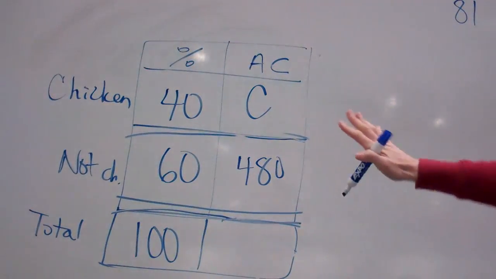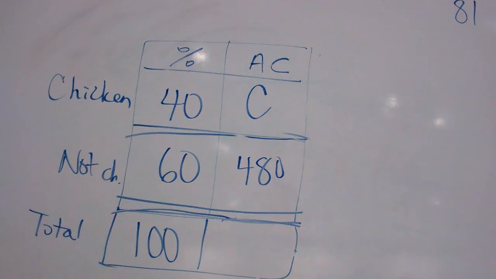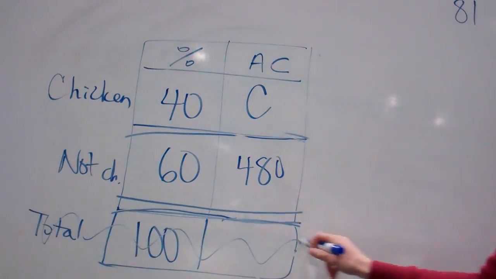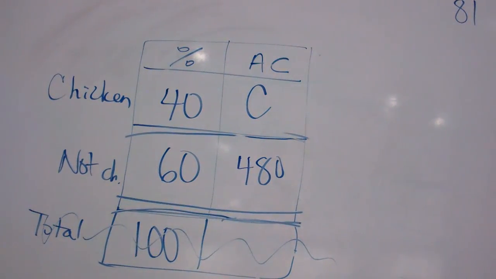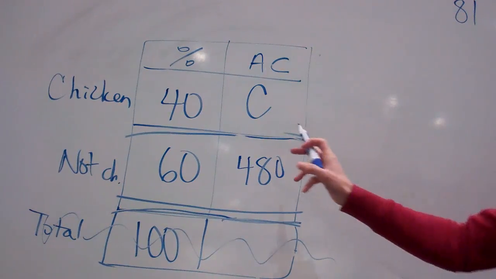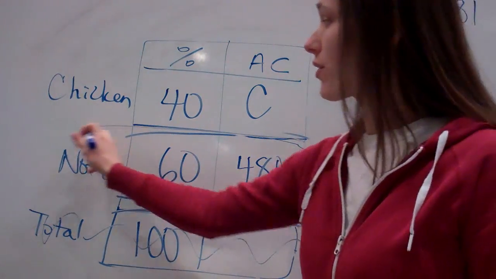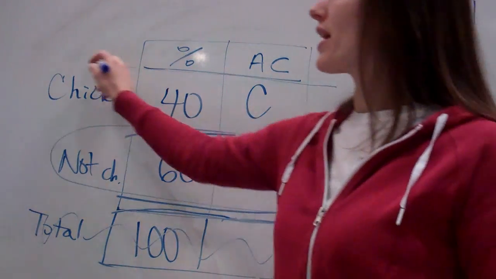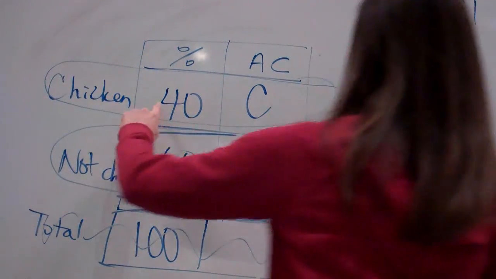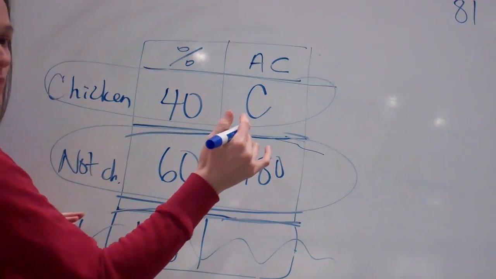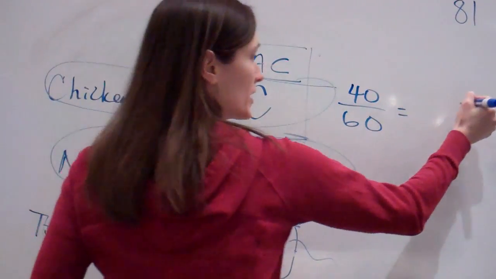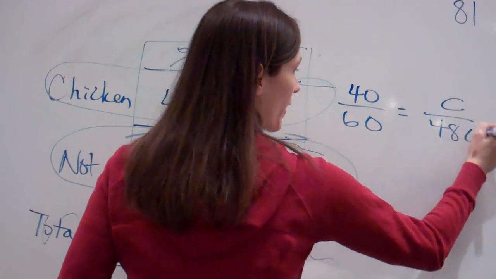Okay. Based on this information, which two rows am I going to use? The top two, okay? I don't even need this. We want to have one row that has everything we need, and then we want a row that they're asking us about. So what do I do with these? You may remember? Put them on top of each other. Okay, so 40 over 60 equals C over 480, right?